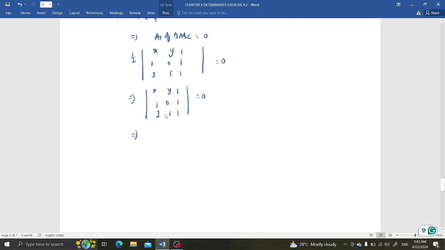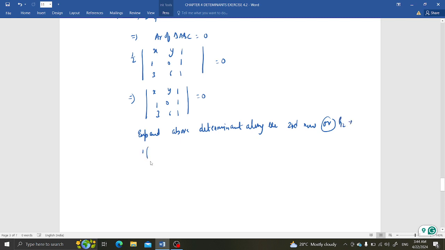So how can we find the value of this determinant? Here you can observe that in the second row, or also you can say the second column, 1 0 will be there. So I will expand this determinant along the second row, or we can say R2.